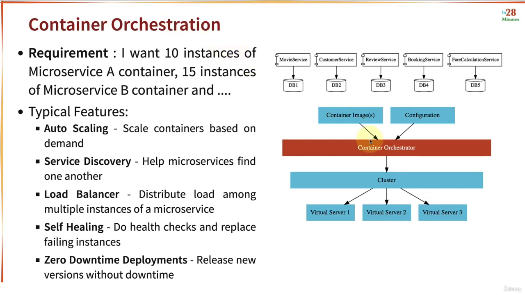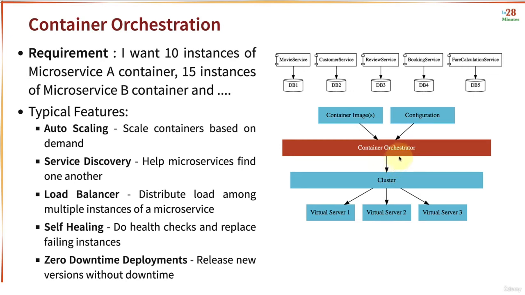With a typical container orchestrator, you can create a cluster. You can say, I would want a cluster of EC2 instances, or I would want a cluster of virtual machines. And you can use the container orchestrator tool to deploy your microservices to the cluster. So you can provide the container image and the configuration to the container orchestrator, and the container orchestrator would deploy the microservice to the cluster.